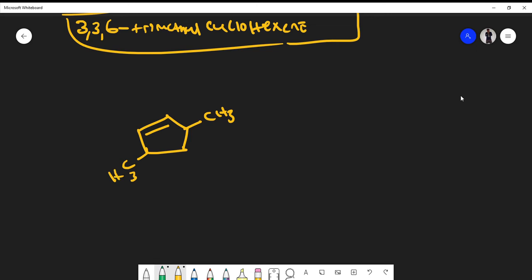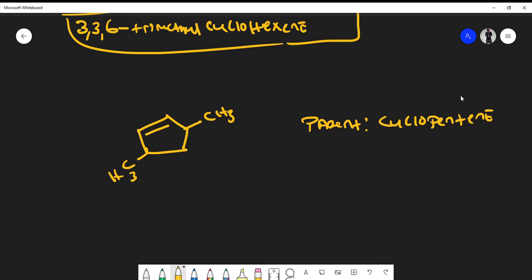The first thing I'm going to do is the parent. Longest continuous carbon chain. So this is a pentane ring because it's 5 carbons. So this is a cyclopentene. We have to use that "ene" for alkene. So this would be a cyclopentene.